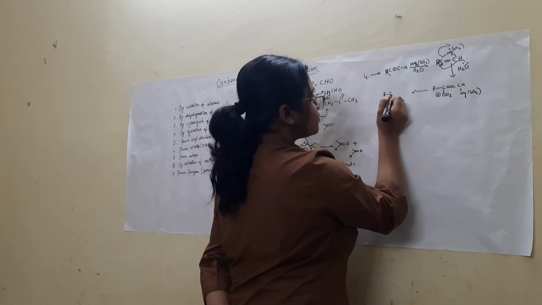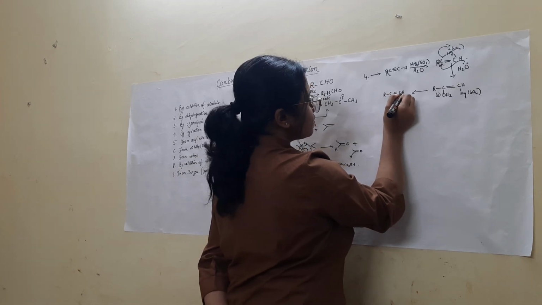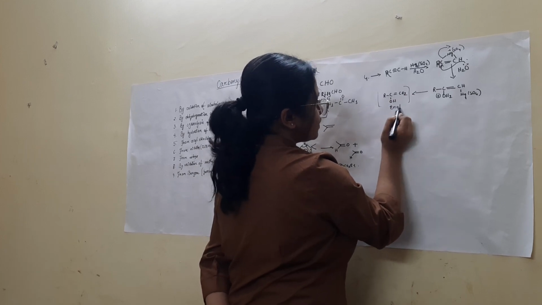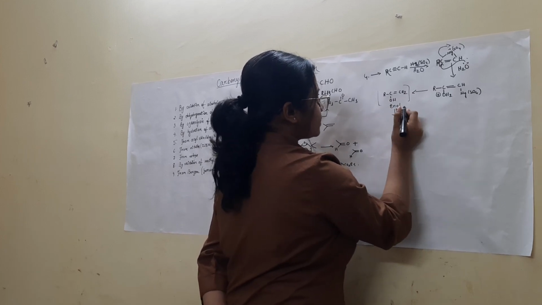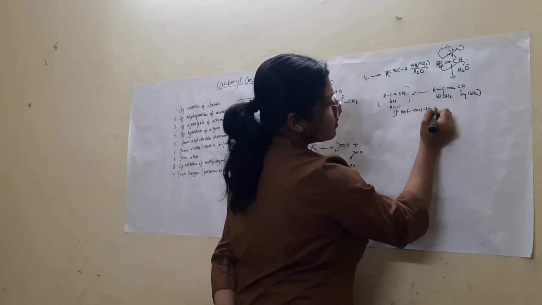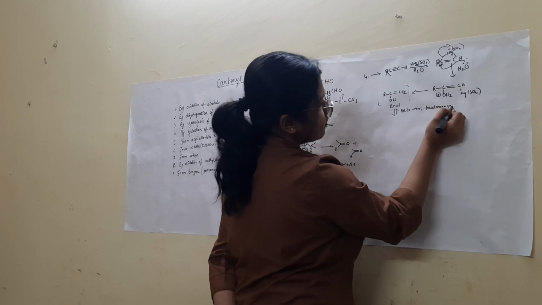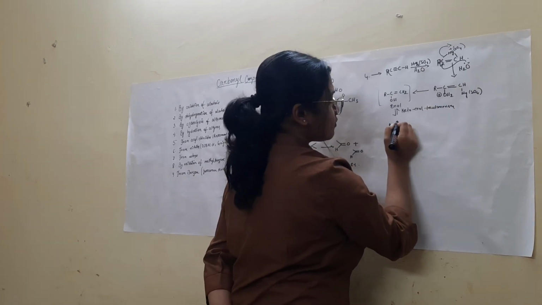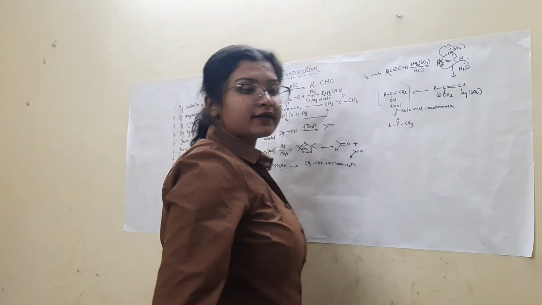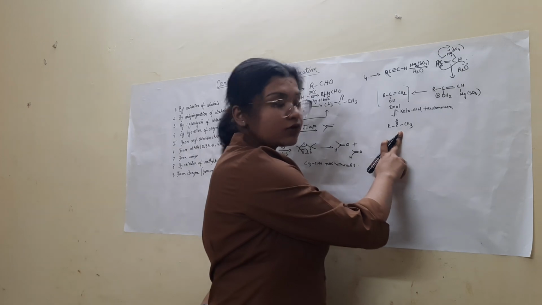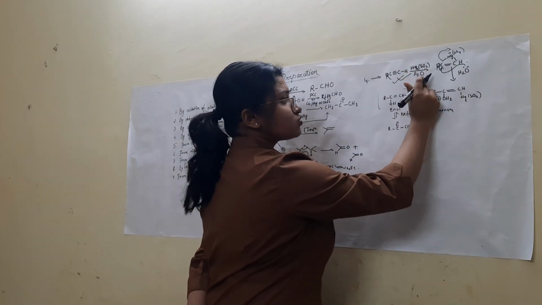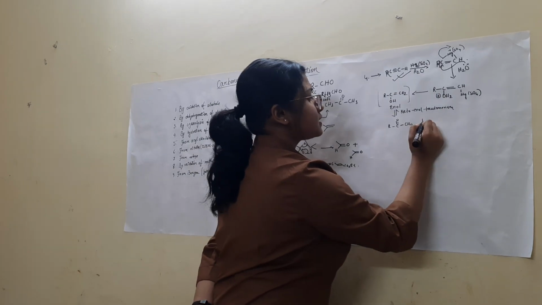This will form. Now this is called enol. So therefore it will undergo keto-enol tautomerism and will form this product. This is a ketone. So this reagent, HgSO4 with H2SO4, will produce ketones.